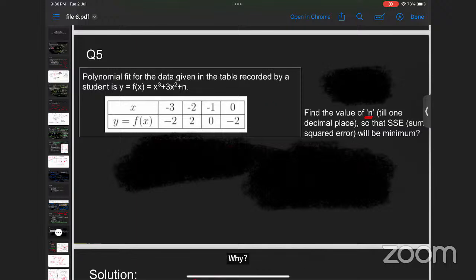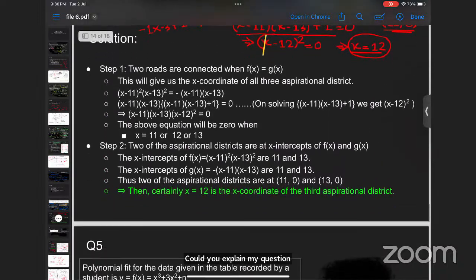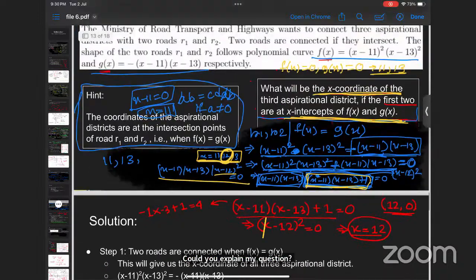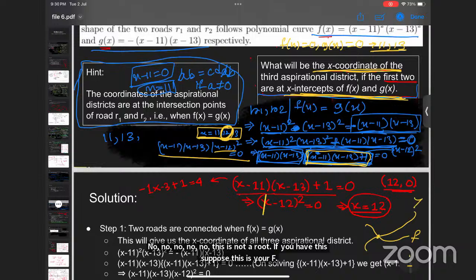Could you just explain my question? X equals 12 is just the x coordinate of the intersection point. So it's not a root actually. Suppose this is your f graph, suppose this is your g graph, suppose this is your point P, and the x coordinate is 12. The y coordinate may be something which you can find. Okay, ma'am. Yeah, got it. Thanks.